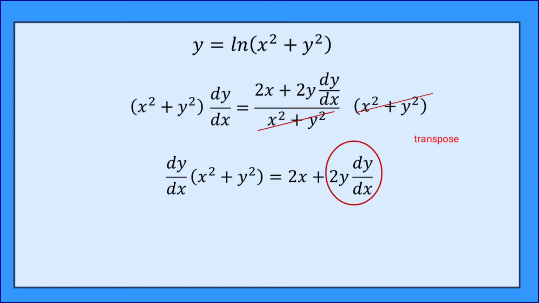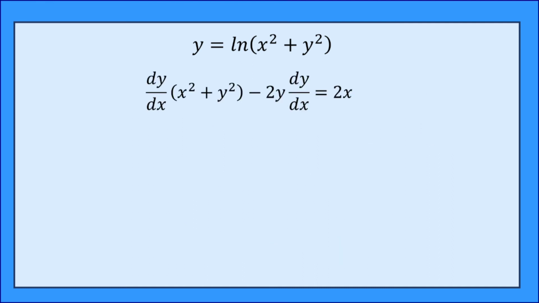Okay, and then 2x will remain at the right side of the equation. So we're going to have dy over dx times x squared plus y squared, minus 2y dy over dx, is equal to 2x.